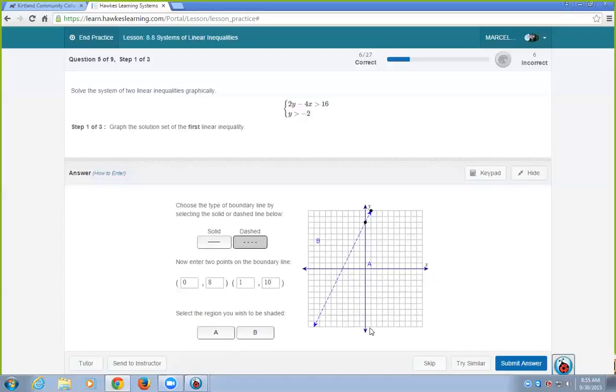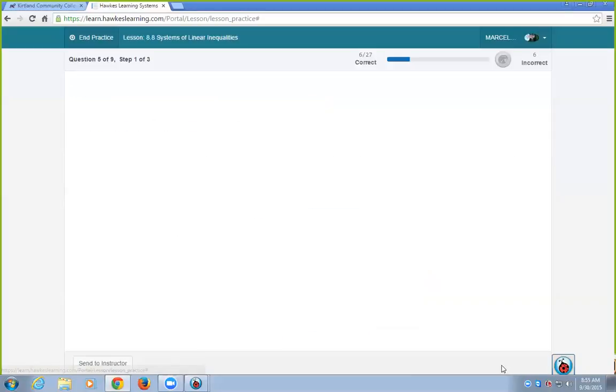Where am I going to shade? Do I shade side A? Do I shade side B? So it says greater than when we got done solving it. So I want to shade probably where B is at. Or test with (0, 0). Y, 2 times 0 is 0. Minus 4 times 0 is 0. So 0 minus 0 is still 0. So 0 is not greater than 16, so it's false. So I want to shade where (0, 0) is not. So I want to put B in place and submit my answer.